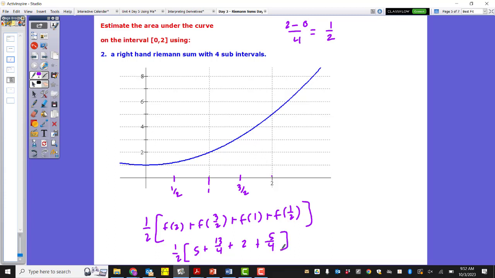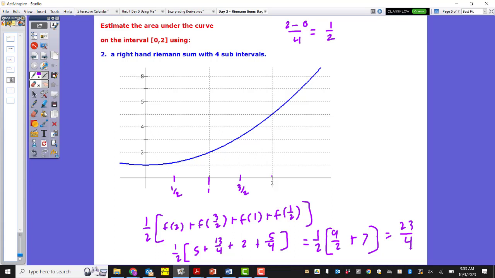Simplify it all together, we get 18 over 4 plus 7, and then all times 1/2. 18 over 4 simplifies down to 9 over 2. Nine over 2 plus 7. So that's 9 over 2 plus 14 over 2. So 23 over 2 times 1/2, so 23 over 4. Okay? And that's the whole idea. What is the Riemann sum?